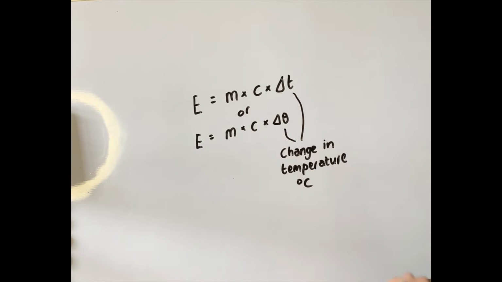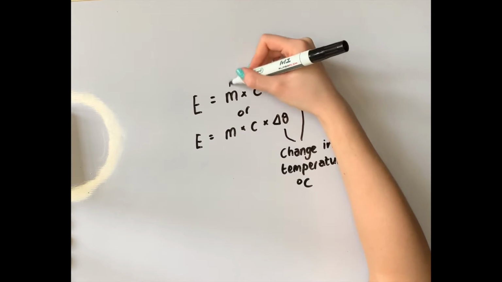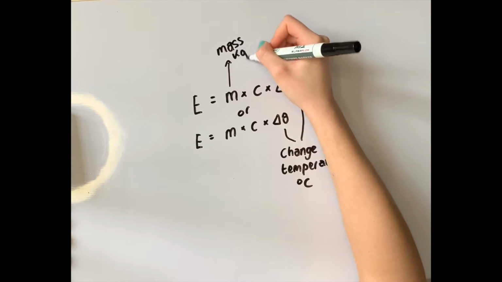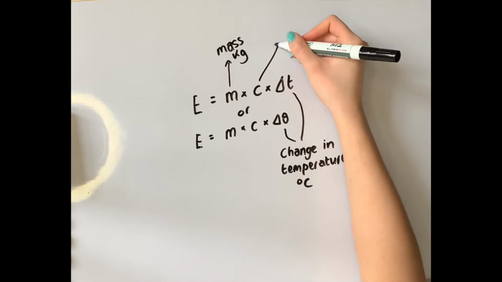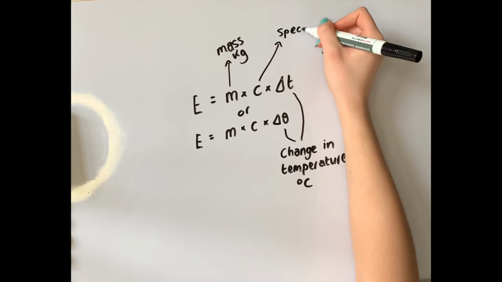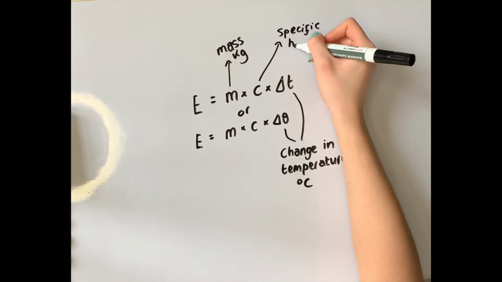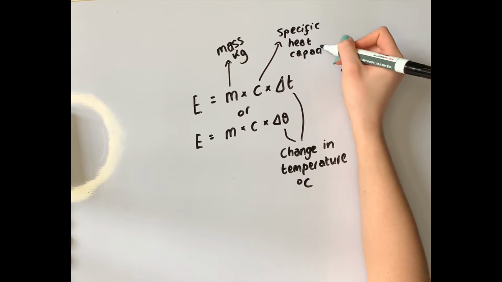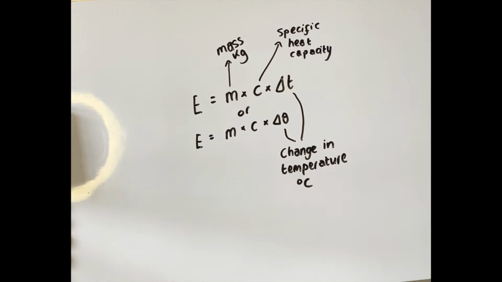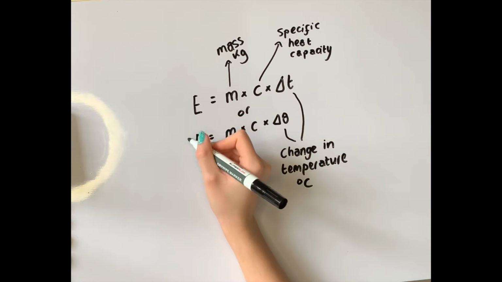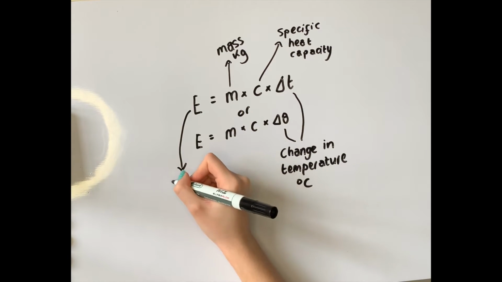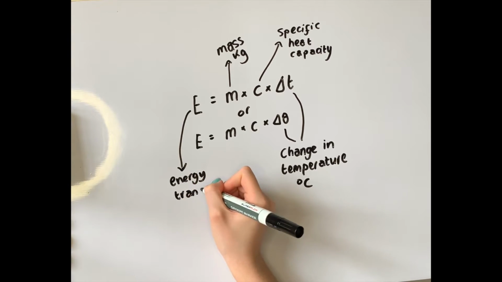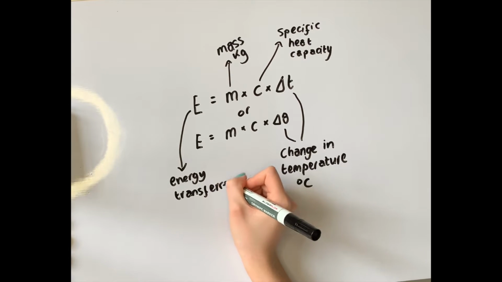If we heat something up, the temperature change would be positive, and if something cools down, the temperature change would be negative. And this is in degrees Celsius. The mass is obviously measured in kilograms, and C is actually the specific heat capacity. We're going to talk about units in the next section of the video. And E, or sometimes referred to as delta E with the funny triangle that's drawn for the delta T and delta theta, is actually our energy transferred or our energy change. And energy, as always, is measured in joules.